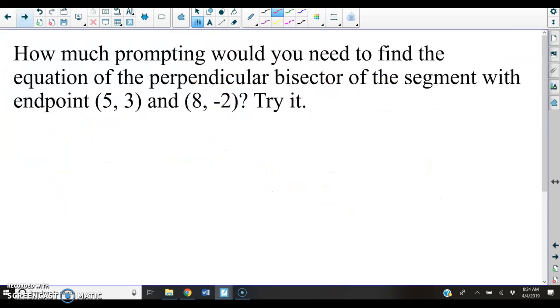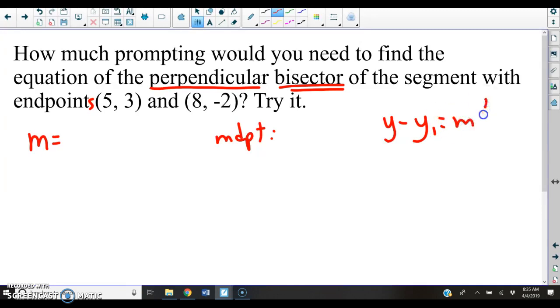Okay. Here we go. Good question. How would you find the equation of the perpendicular bisector of the segment with endpoints 5, 3 and 8, negative 2? Okay. So perpendicular and bisector. So perpendicular, we're going to need the slope. And bisector, we're going to need the midpoint. Okay? And then we're going to need our point slope form, maybe. That'd probably be the easiest.